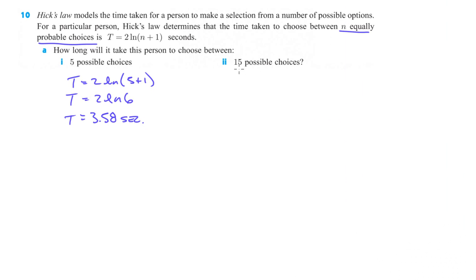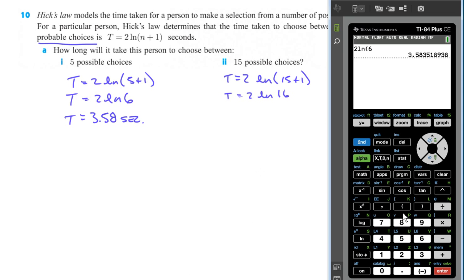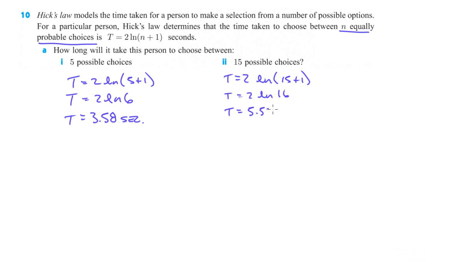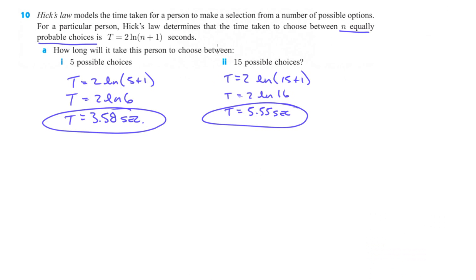Okay. And then for 15, we're simply just going to plug in 15 instead of 5. So we get t equals 2 natural log of 15 plus 1, so t equals 2 natural log of 16. Let's see what that does for us. We get 5.55 seconds. Okay, and those are those two.